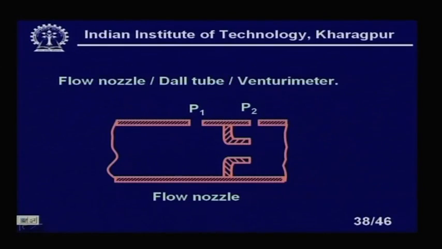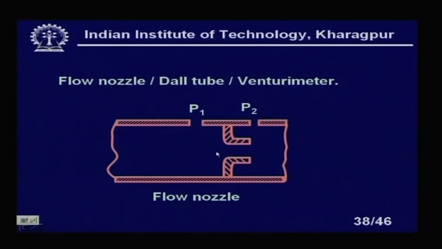Now, the next types of flow meters, already we have discussed the orifice meter. Next are the flow nozzle, dall tube, and venturi meter. These are basically the same, but all depend on differential pressure measurements. We will discuss flow nozzle and dall tube one by one, then venturi meters in more detail, because they are widely used for large volumetric flow rate measurements.